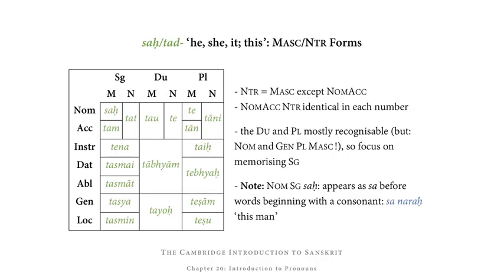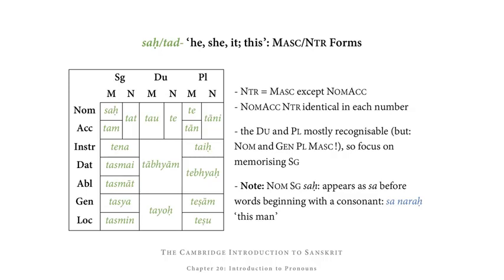So do use the similarities between some of these forms and noun forms we've already encountered to help you memorize the paradigm as a whole, but still, given that there are many little bits that are different from what we've seen so far, it's probably best to approach the singular through straightforward rote memorization. So, sa, tam, tena, tasmai, tasmat, tasya, tasmin. And once you can do that, do the same thing from the bottom to the top.